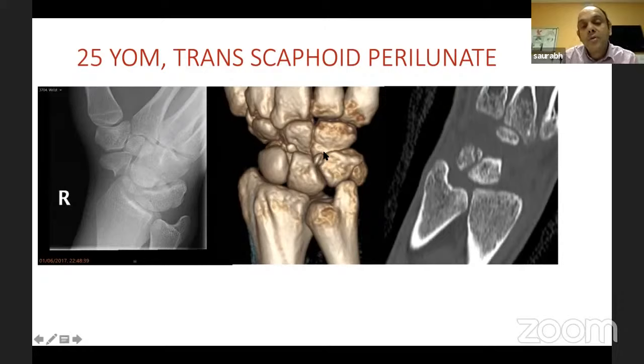So the lunotriquetral ligament is attached here where my arrow is, and this piece of bone has avulsed the ligament. This piece corresponds to this piece, so this piece tends to come off the triquetrum. So you can see the lunate, triquetrum. If you see this avulsed bone, you know in your perilunate that the lunotriquetral ligament is gone.